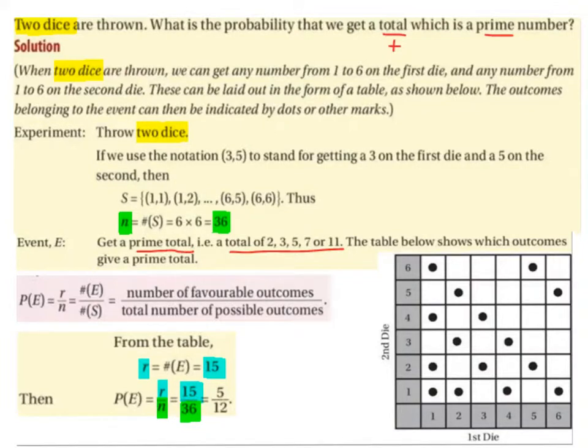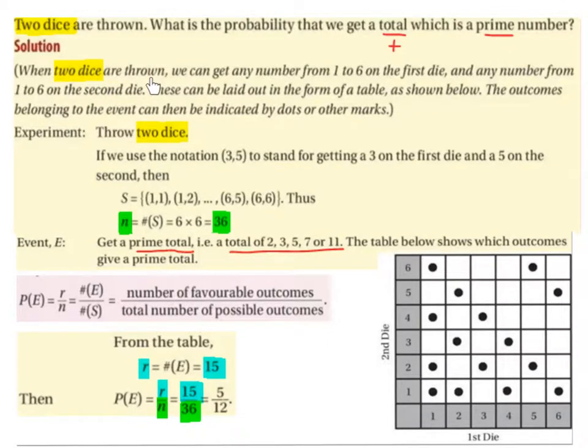So, for example, if I roll a die, and I land on 5, and I roll another, and I land on 1, the total is 5 plus 1, which is 6, and so on. So 6 obviously is not a prime number, but if I was to roll a die and land on 5, and roll another and land on 2, 5 plus 2 is 7, which is a prime number.